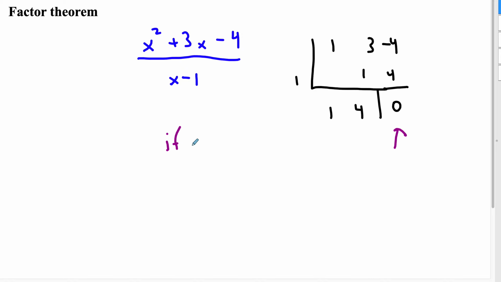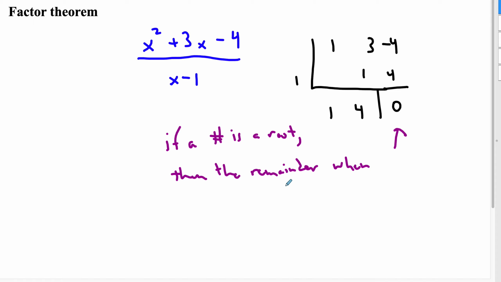So if a number is a root, then the remainder when dividing by that root is 0. And it kind of works both ways.